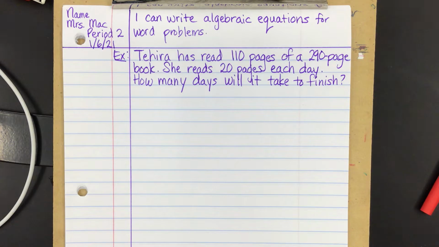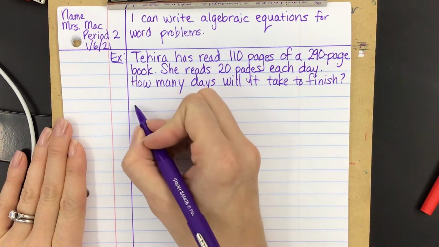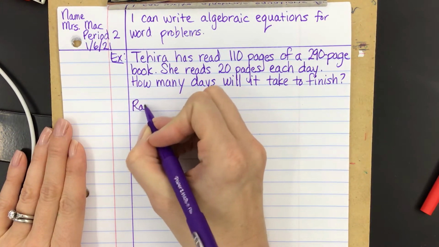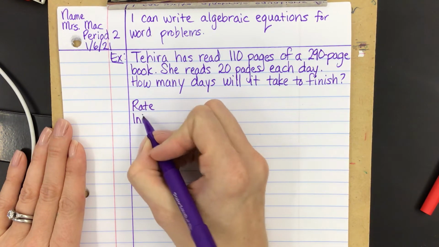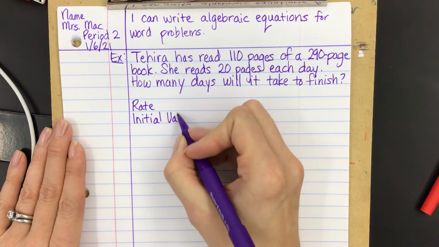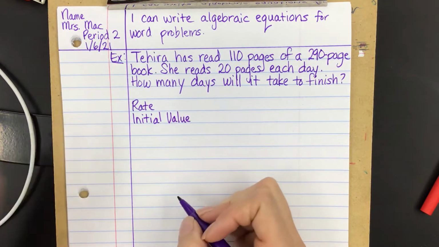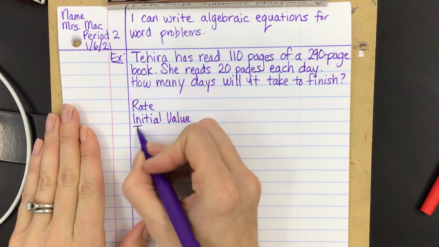Okay, now if you remember back to when we were doing our expressions, we were writing algebraic expressions for word problems. We were looking for certain things. We were looking for the rate. We were also looking for the initial value, or what you start with. And what we're going to be adding to this today is the total. The total.